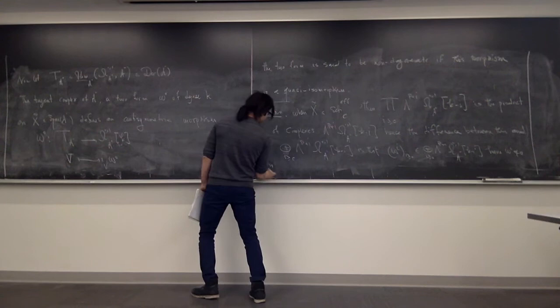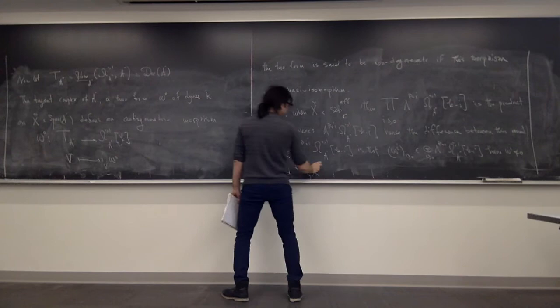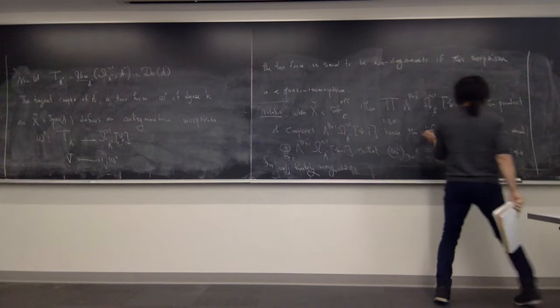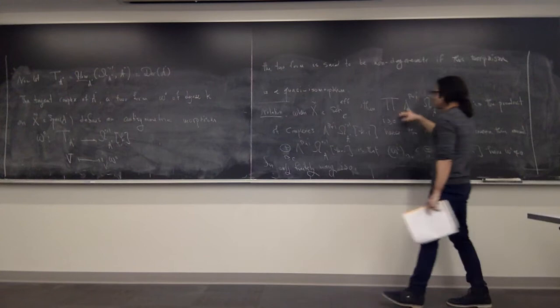For only finitely many. However, the product could be an infinite product. So this is our notation. Whenever I say this, it really means infinite product. Direct sum means finite.